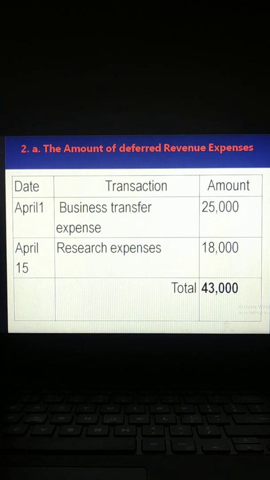Another one is research expenses of a new product. That means your business organization does research for producing a new product. Like a mobile company, every year they launch a new model. So this is research expense. This is an expense, but they enjoy the benefit for a long time, as long as that model is in the market. So I think, dear student, you understand deferred revenue expenditure.